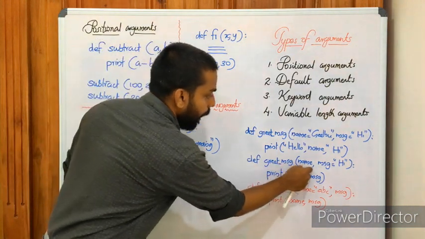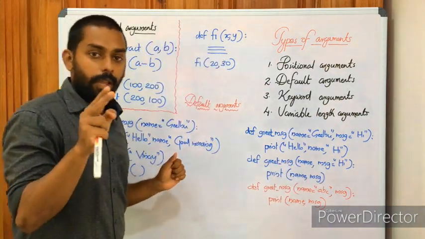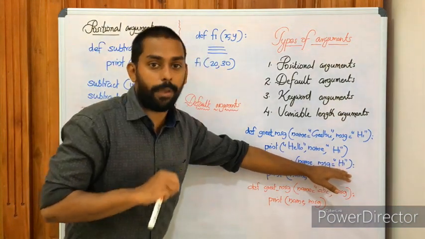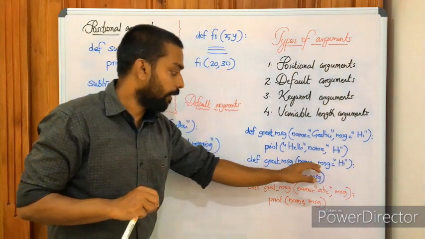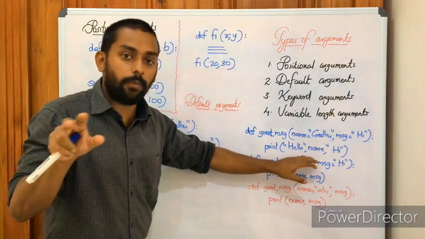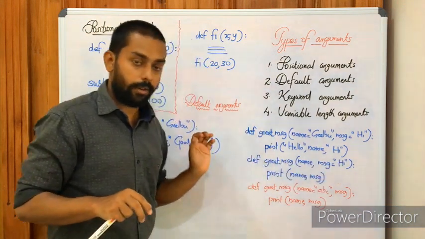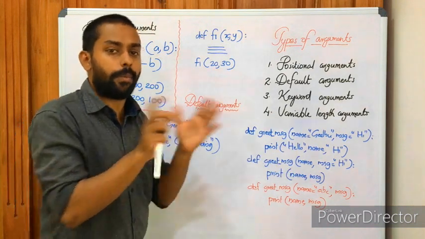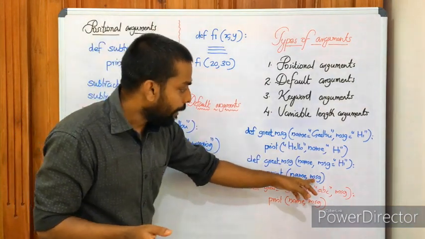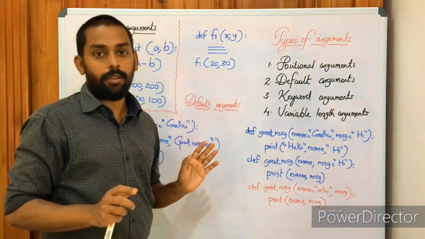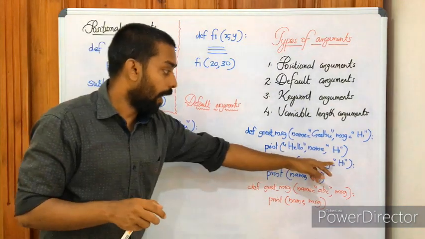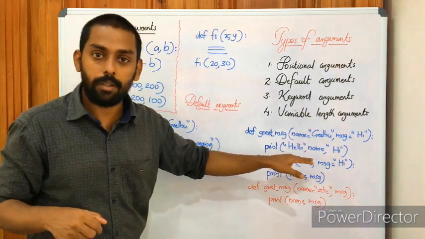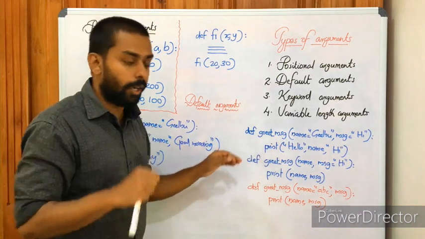Let's see the second one. def greet message name comma message equal to hi. Here we have two parameters, but we have a default value for only one parameter, that is for message. For name, we don't have any default value. Then print name comma message. Name will get a value at the time of calling the function, so we can pass a value to name. The value of message will be hi. If you pass anything, hi will be replaced by the passed value. So these two function definitions will work smoothly. Let's see the third one.